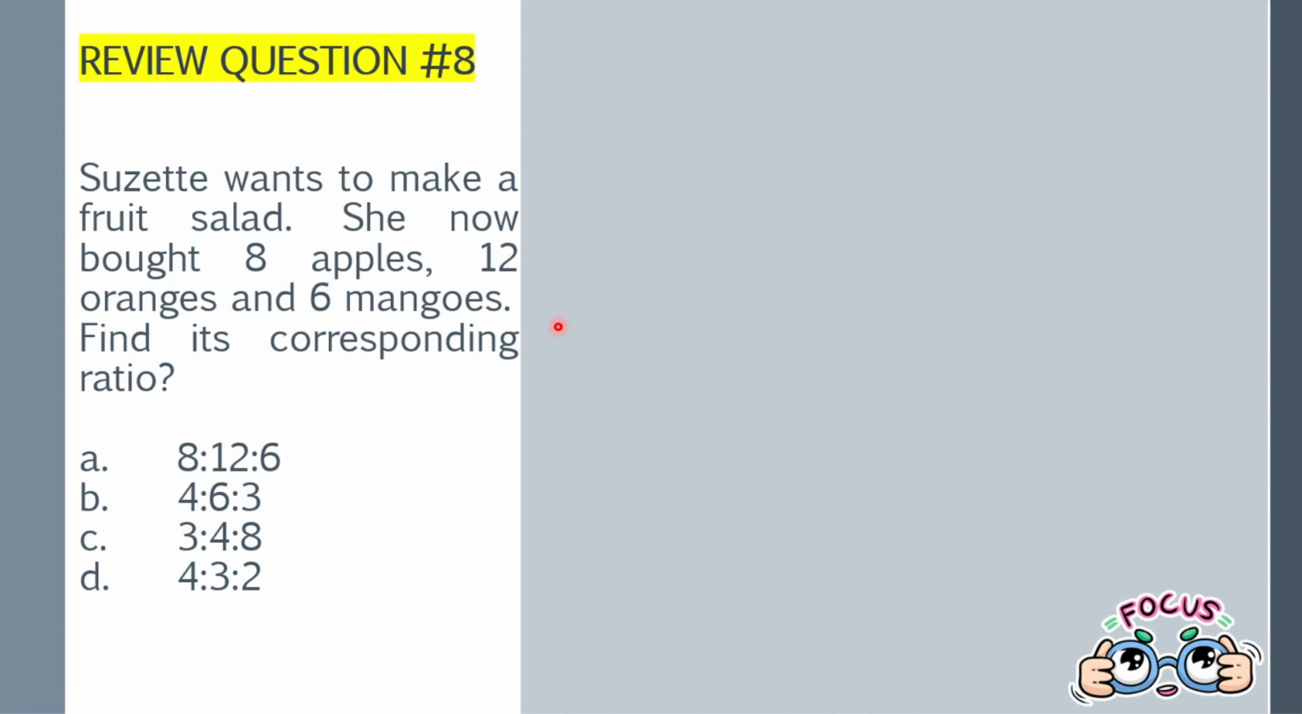Question 8. Suzette wants to make a fruit salad. She bought 8 apples, 12 oranges, and 6 mangoes. Find its corresponding ratio. Is it A, 8 is to 12 is to 6, B, 4 is to 6 is to 3, C, 3 is to 4 is to 8, or D, 4 is to 3 is to 2?